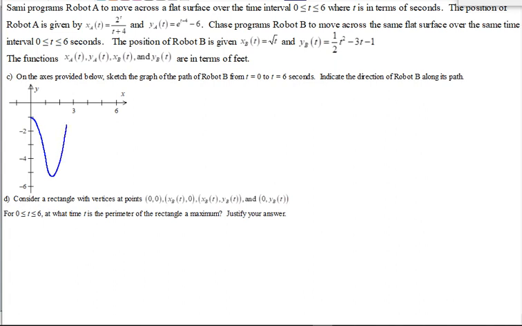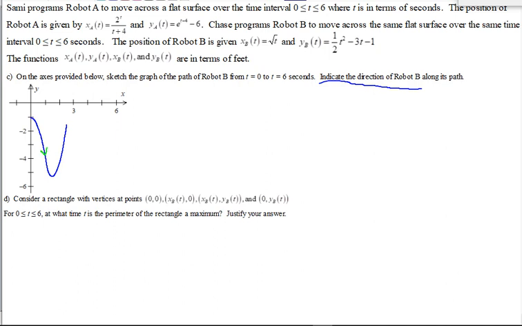It doesn't have to be perfect. We're just sketching it there. And then it says indicate the direction of robot B along its path. So notice if you plug in 0, you get 0 for x, you get -1 for y, so it's starting right here as the starting point. And that means it's heading this way. So you can just put an arrow somewhere that shows it's going that way.